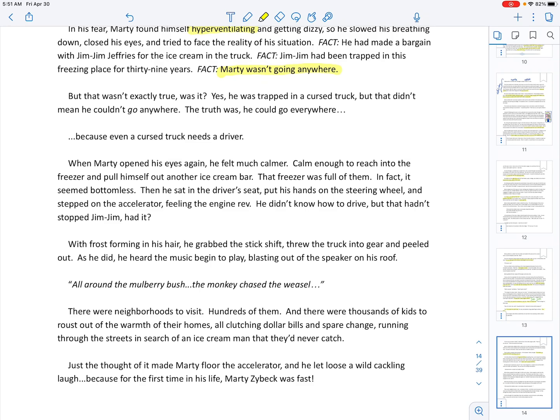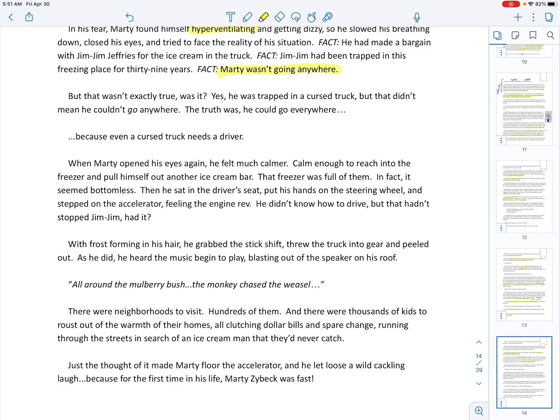But that wasn't exactly true, was it? Yes, he was trapped in a cursed truck, but that didn't mean he couldn't go anywhere. The truth is, he could go everywhere, because even a cursed truck needs a driver. When Marty opened his eyes again, he felt much calmer. Calm enough to reach into the freezer and pull out another ice cream bar. That freezer was full of them. In fact, it seemed bottomless.